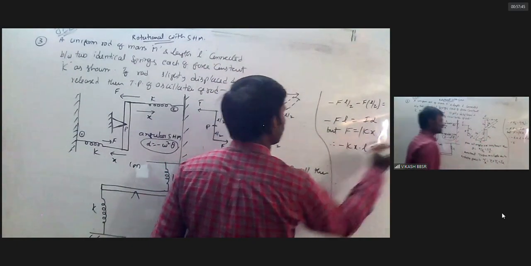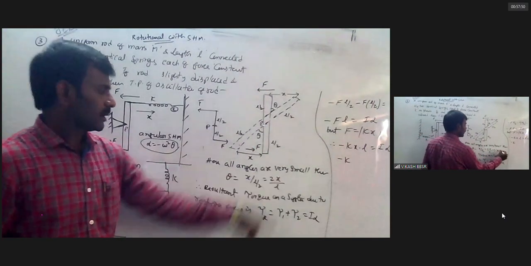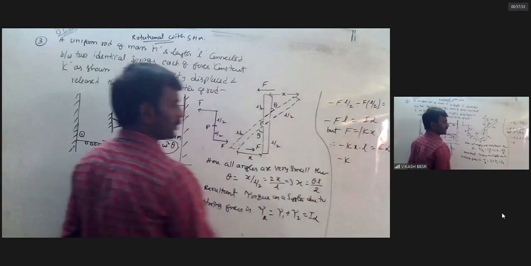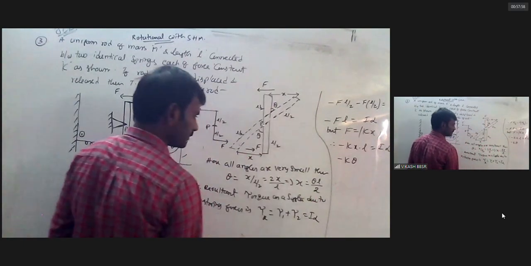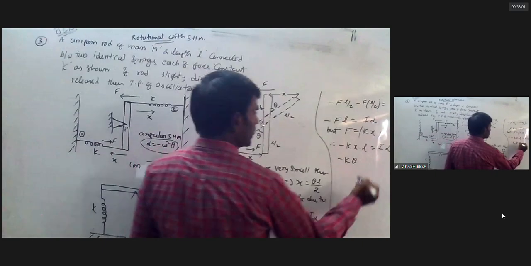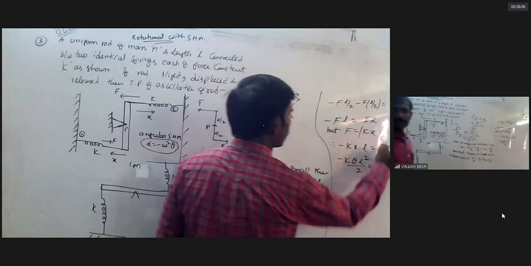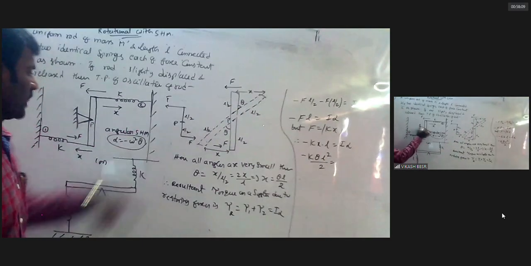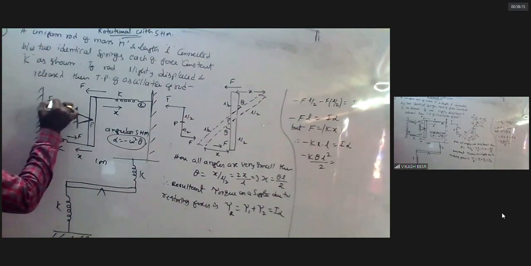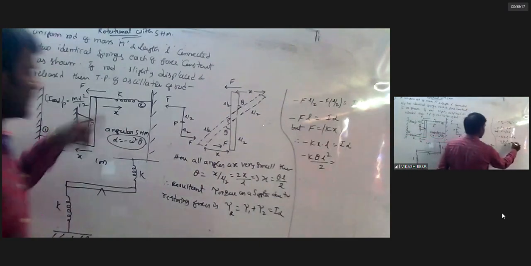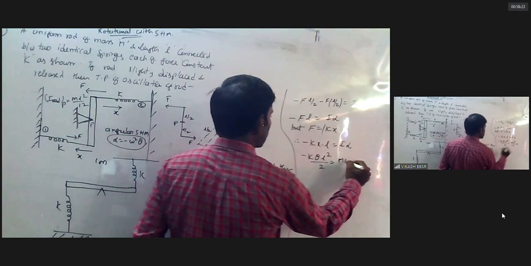What is x? X is equal to theta L by 2. So we write minus k theta L square by 2 equal to I alpha. What is I? Moment of inertia again. I of the rod about P equal to M L square by 12, because it is about the center. So M L square by 12 into alpha. L square cancels.